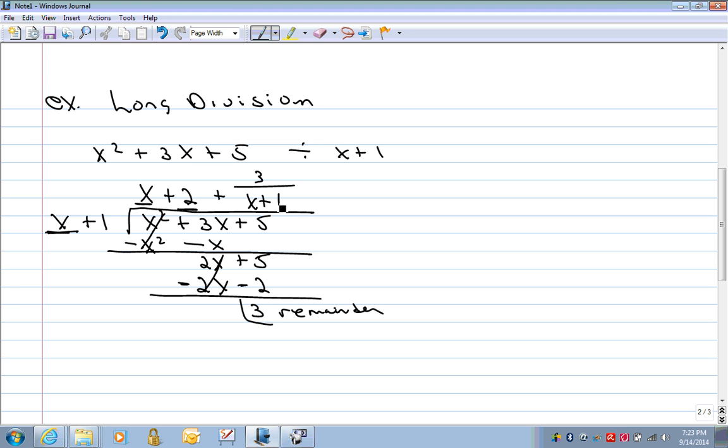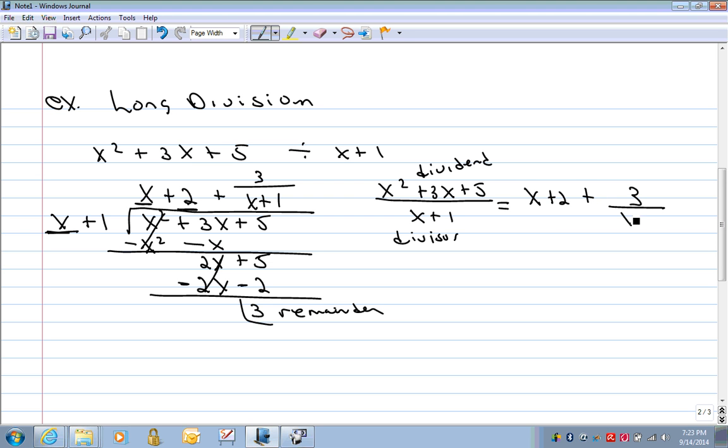Let's take a look at the different parts of this equation. We have x squared plus 3x plus 5 divided by x plus 1. This is the dividend, and this is the divisor. That was equal to x plus 2 plus 3 over x plus 1. This was the quotient, and this was the remainder.